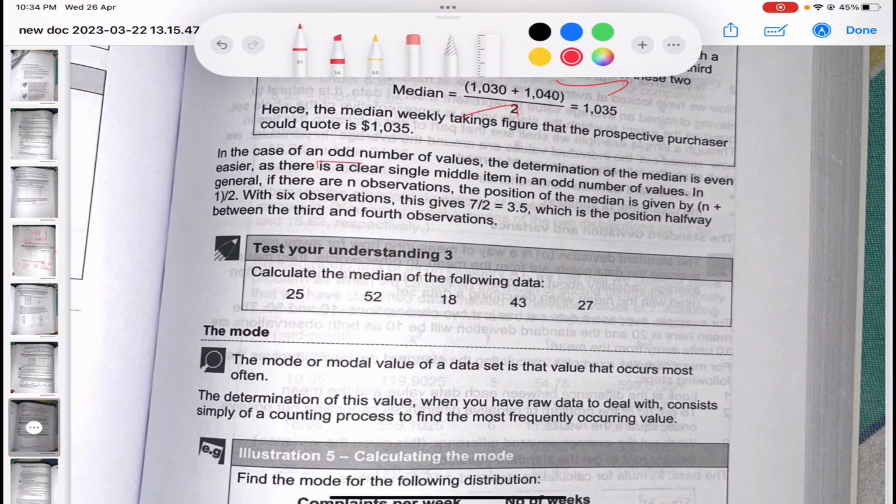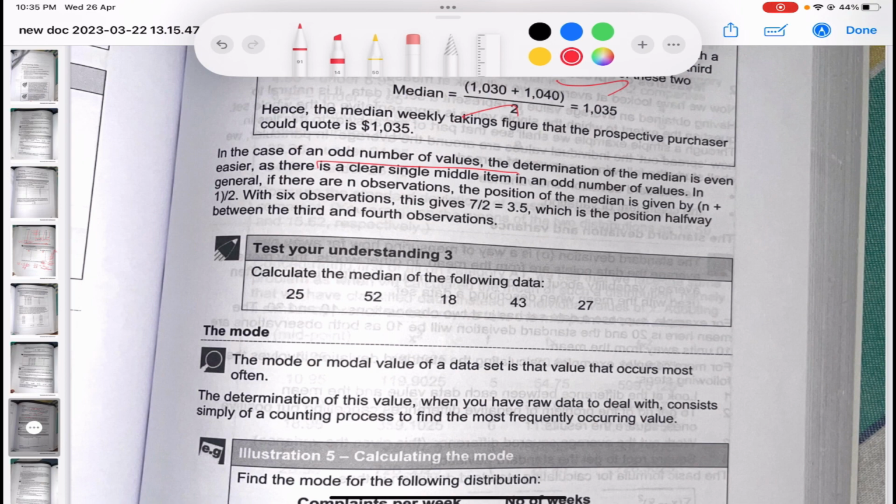In case of an odd number of values, the determination of the median is even easier as there is a clear single item. That's what we saw in the example right now. If there are n observations, then the position of the median is given by n plus 1 divided by 2. With 6 observations, it gives n plus 1 divided by 2.